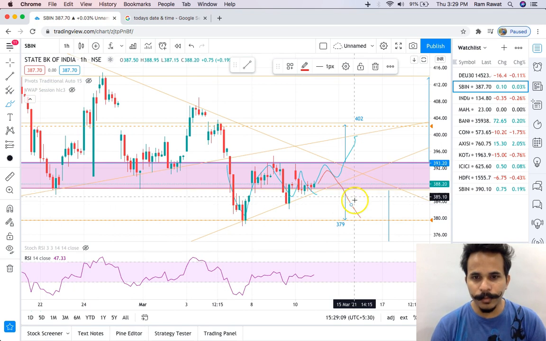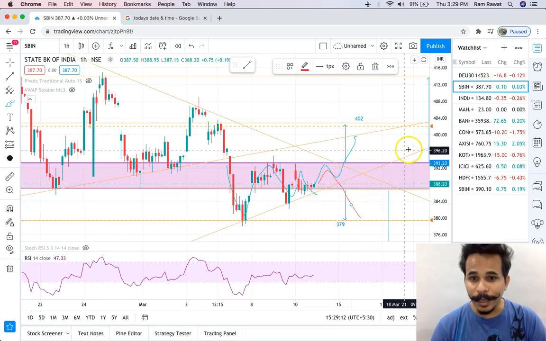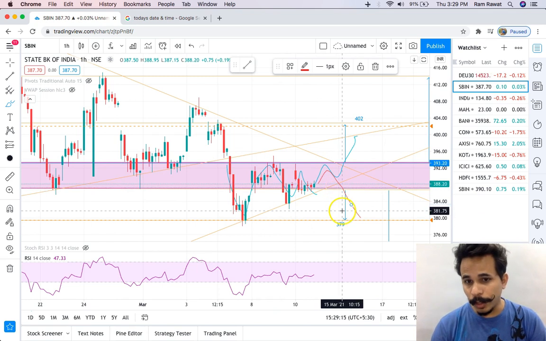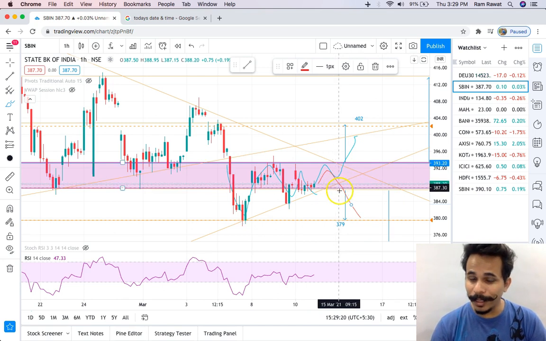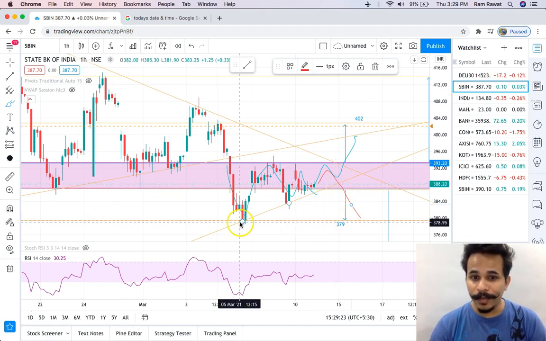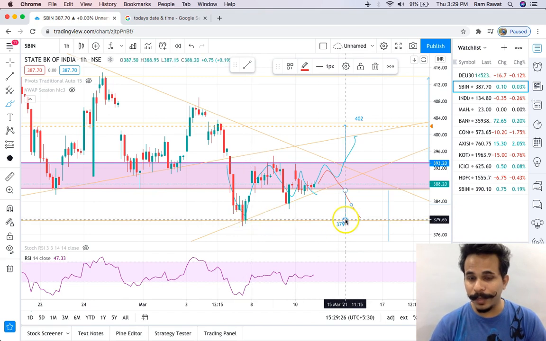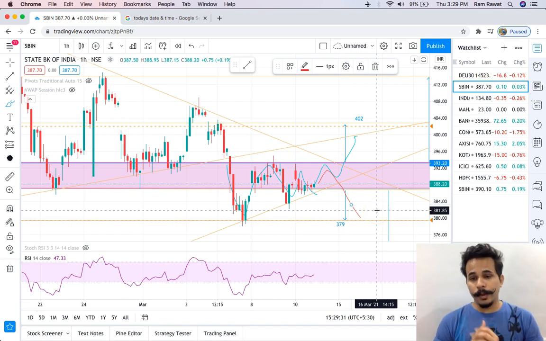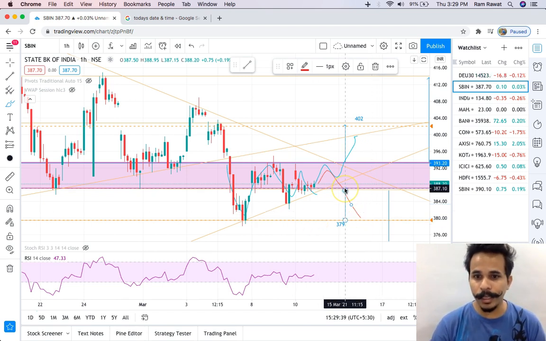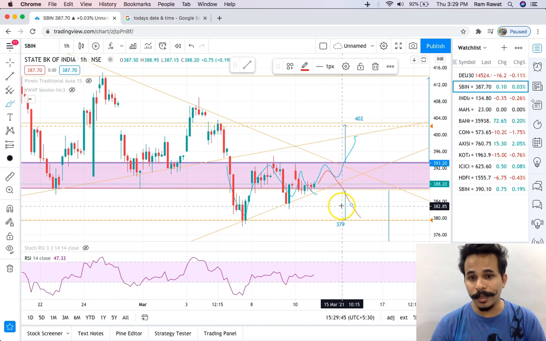If it breaks this support line, then the stock can go down. The condition is that if this line is broken, then and only then it can go down and achieve this lowest level, that is 379. So from this level, 386 to 379, you have about 5 to 7 points to gain here. If you are an intraday trader, once this trend line is broken, you can get into the market for those 4 to 6 points.